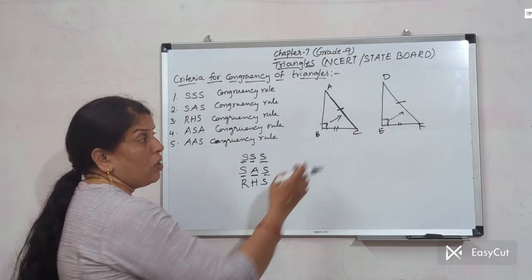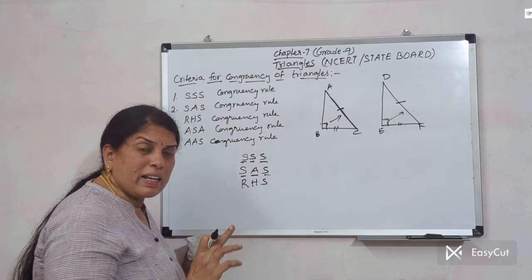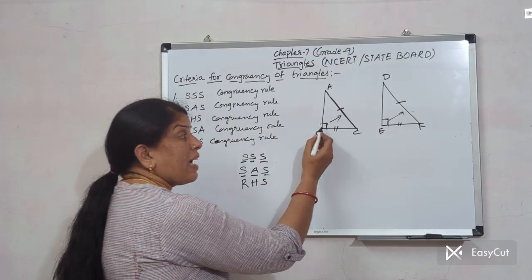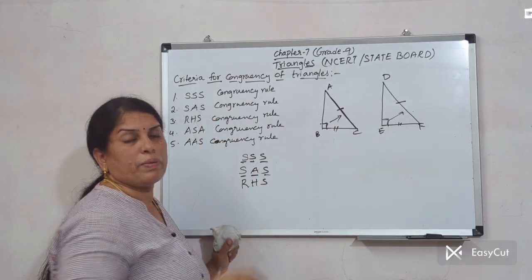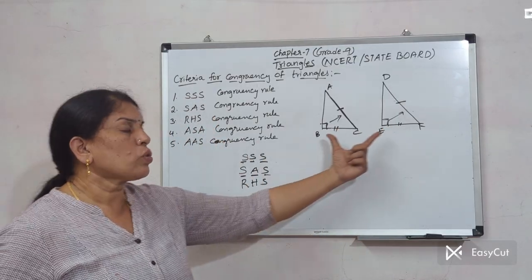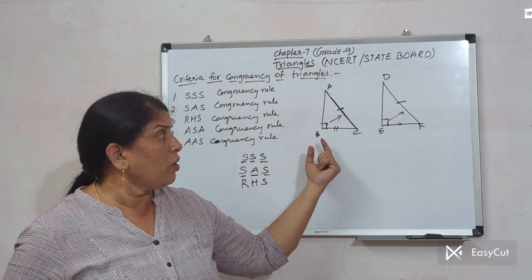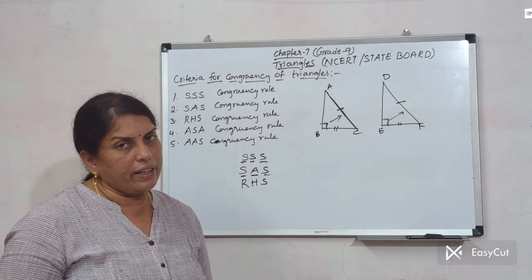All of you understood, ma? If only a right angle is there, those are not necessarily congruent. Right angle and hypotenuse also must be equal, and one other side must be equal. Okay. Then those two triangles are said to be congruent according to RHS congruency criteria.